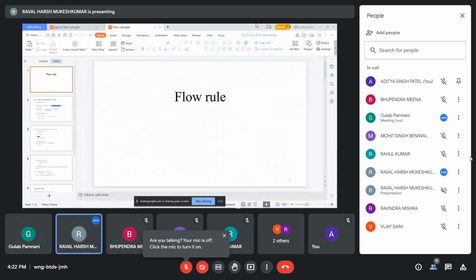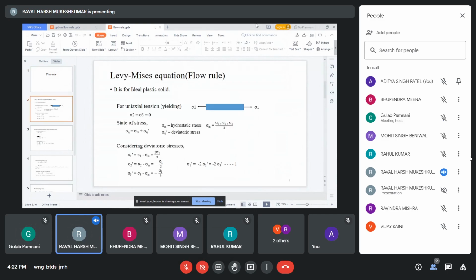Yes, sir. As discussed, to analyze the stress strain relation in plastic deformation, the Levy-Mises equation is used, which is applicable only for an ideal plastic solid. So to study the flow rule, we have to first understand the Levy-Mises equation, which defines the plastic stress strain relation.